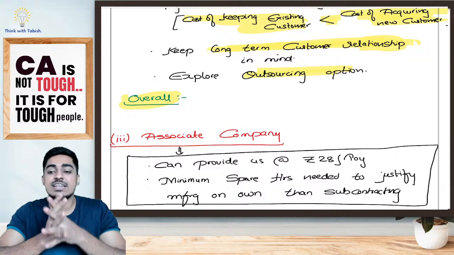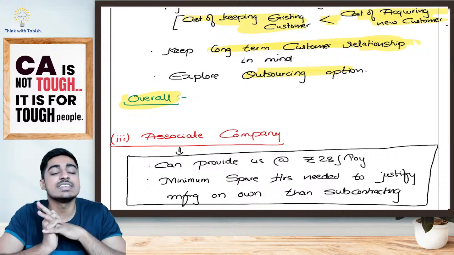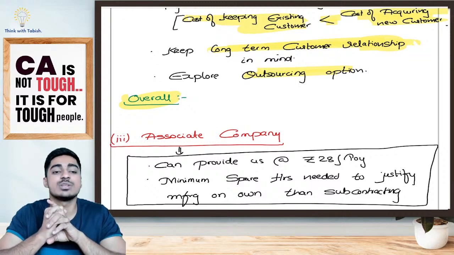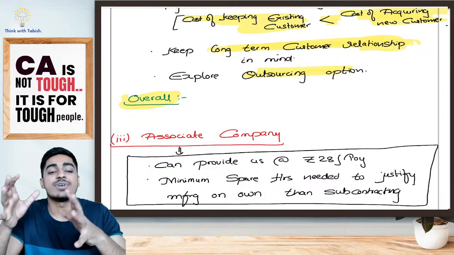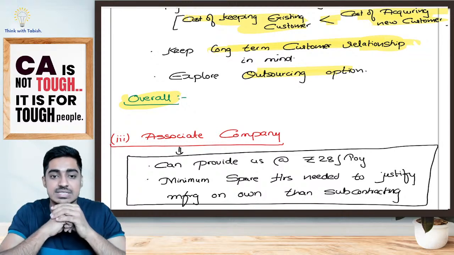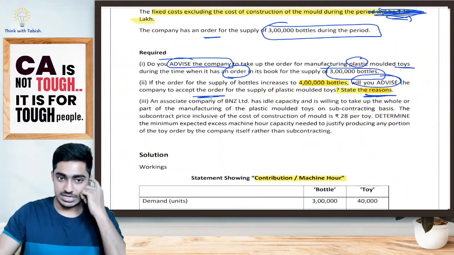So from a financial factor, it is better if we manufacture toys. But from a non-financial factor, if we manufacture the toys, what happens? We'll have to sacrifice the bottles. And it is not good because this is just a one-time order, while that is a recurring regular order. Is it clear, students? Now, the third part of the question is again very interesting.